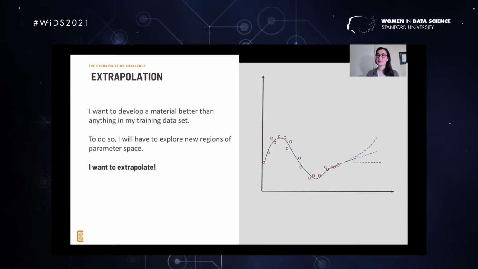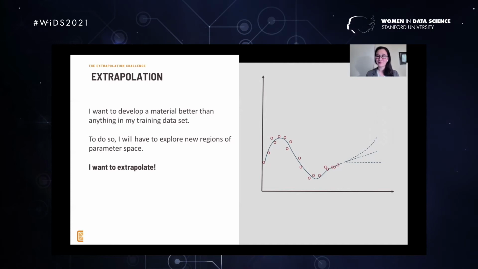If we're talking to a glass manufacturer, they might say, I want to develop a glass with a higher impact strength than anything I have currently available. Or an alloys manufacturer might say, I need to develop an aluminum alloy with a better strength to weight ratio than anything I have available. But in general, they tend to follow this framework of, I want to develop a material better than anything in my training set. To do so, I'm going to have to explore new regions of parameter space. What they're telling us in essence is that they need to extrapolate.